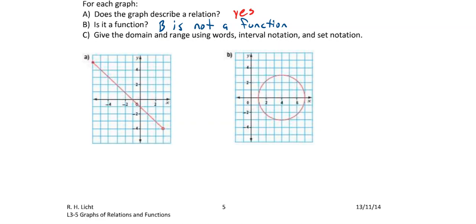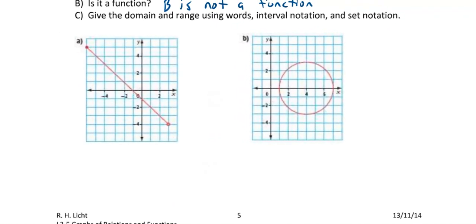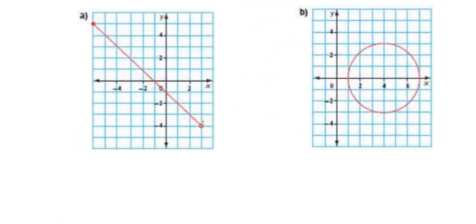So now, given the domain and range in words, right? So we'll just say it. This is an open circle. It's kind of hard to see there. I don't know if you can see it better on your end. And this is a closed circle.